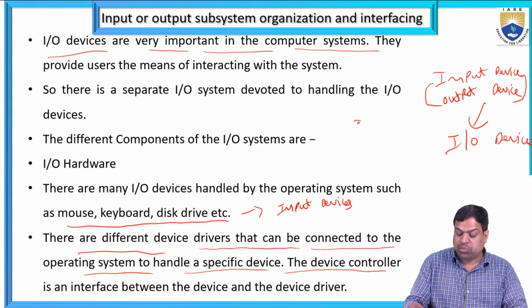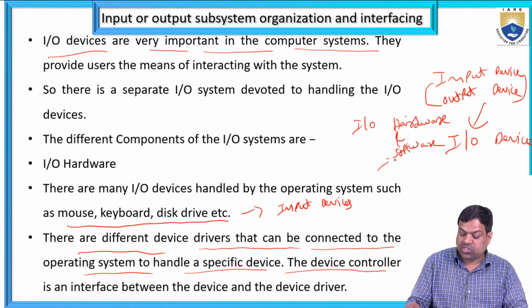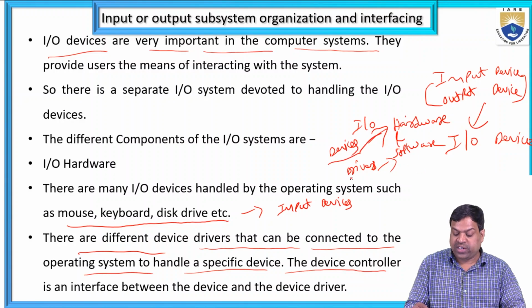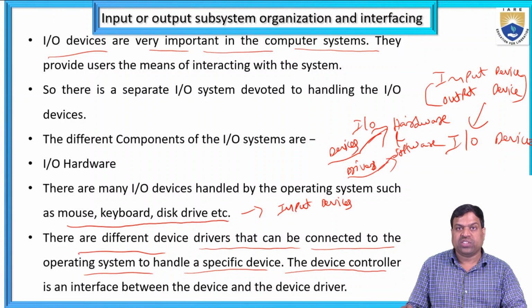When I'm taking the input output subsystem, we need input output hardware and software. Software means drivers; for hardware I need devices. So devices are related to the hardware and drivers are related to the software. That is the input output. There are device drivers that will be connected to the operating system to handle a specific device. The device controller is an interface between the device and the device driver.